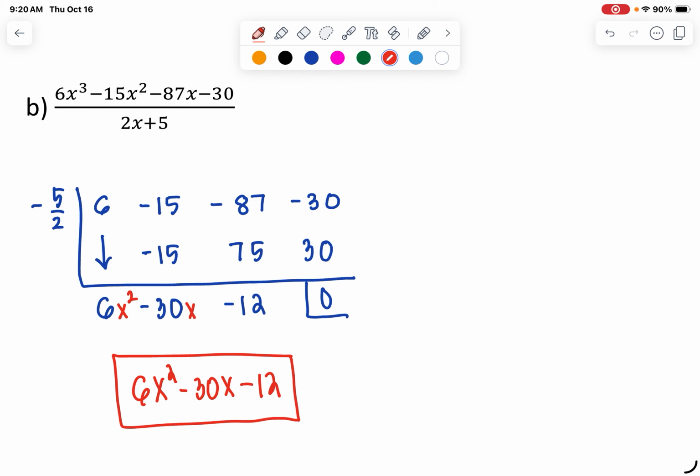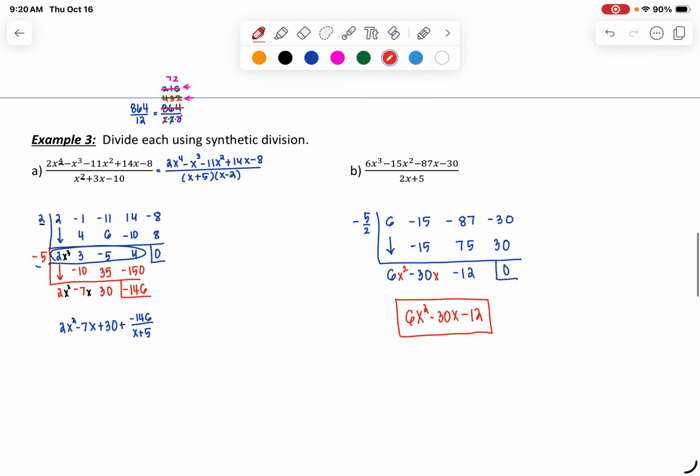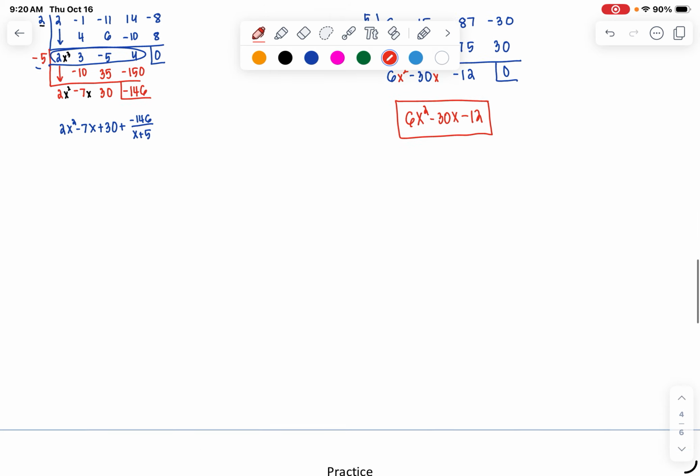All right, so that also means that 2x plus 5 is a factor, if you get a remainder of 0. All right, so you can go ahead and pause the video and try the rest of them on your own. And let's see how you did.